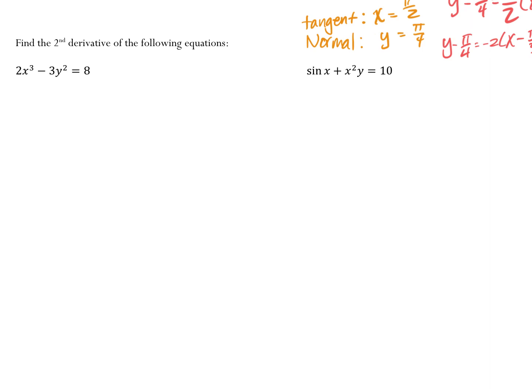All right, y'all. Before we can take a second derivative of something, we need to take the first derivative of it. Would you guys mind taking the first derivative of just this one on the left? The 2x cubed minus 3y squared will equal 8.